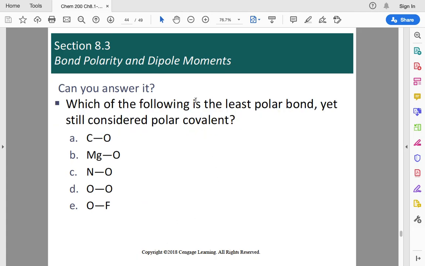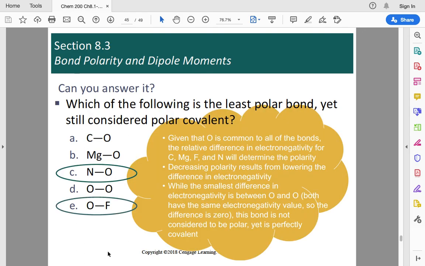Let's look at it the other way. Which of the following bonds is the least polar, yet still considered polar covalent? All right, so we know we're again talking about polar covalent, so we can't have the ionic bond. The other thing is we're talking about least polar, but still polar covalent. OO is going to be a nonpolar bond, so that one is out as well. So which is the best option here?